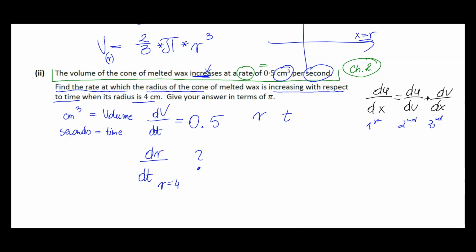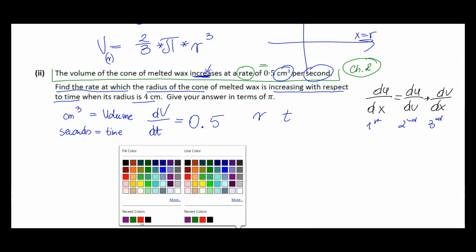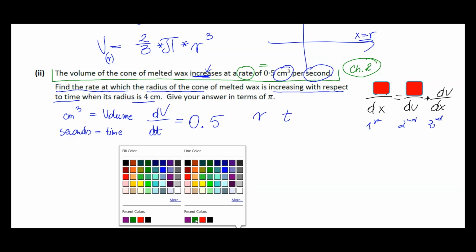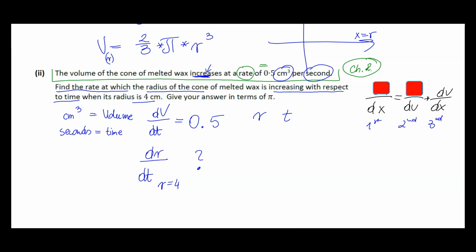So basically, let's get some blocks here. Fill color red. So I have du here, du here. So let's say 2 red blocks. Now let's get a different color, green one. So here I have dv and here I have dv, isn't it?